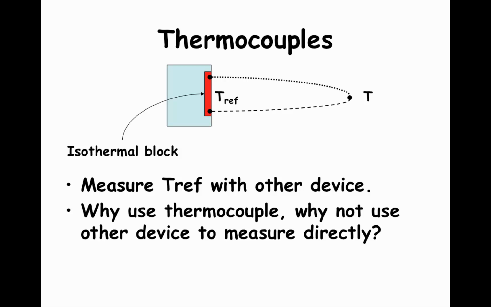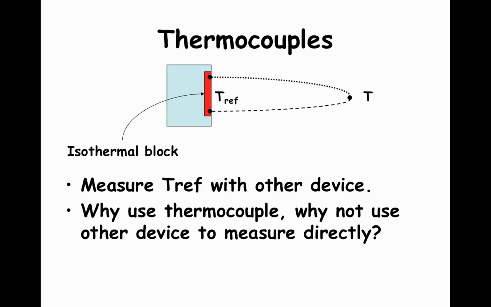This slide illustrates how we connect thermocouples to our meter or to a PDAC 55. We have an isothermal block which serves also as a reference temperature, which we need to measure with another device. So if we need another temperature sensor in the meter, why use a thermocouple? Why not use the other temperature sensor?